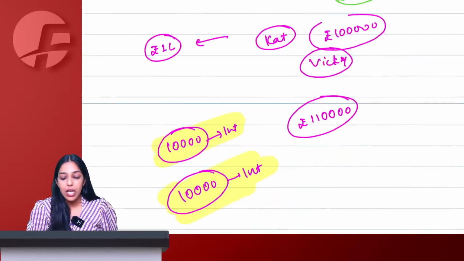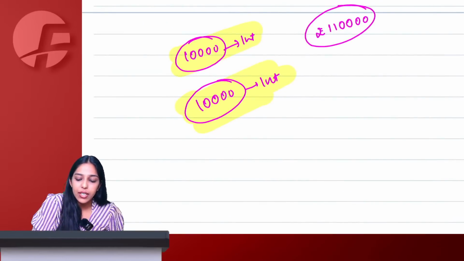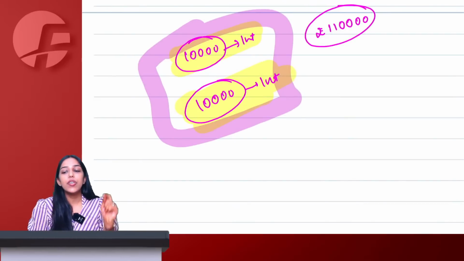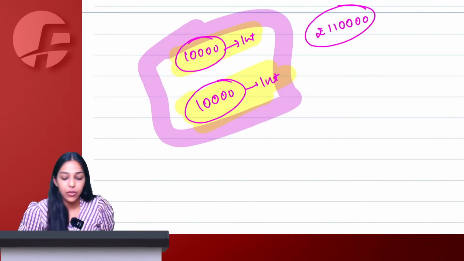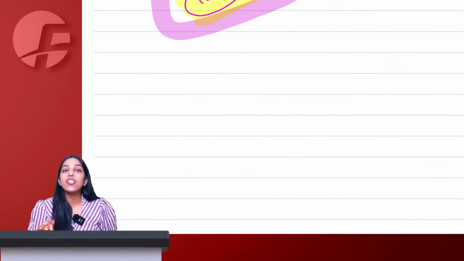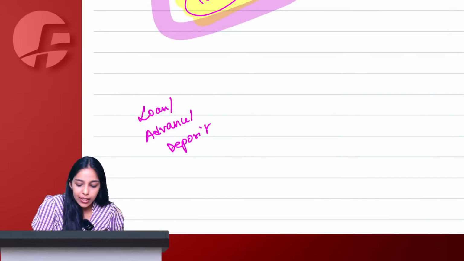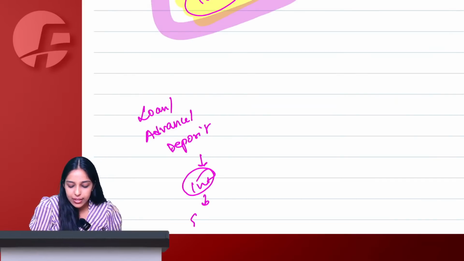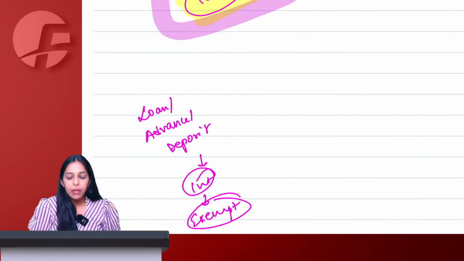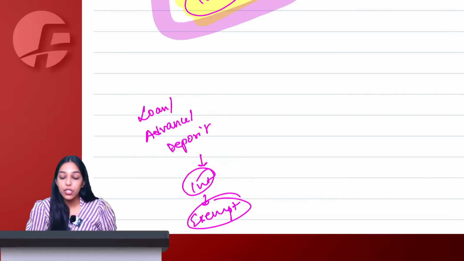Now the question here is, what should be the treatment of this interest? Because understand, normally in GST, whenever you give any loan or advance or deposit to someone and you earn any interest, that interest is exempt under GST. Merely giving money to someone and earning interest is exempt under GST.